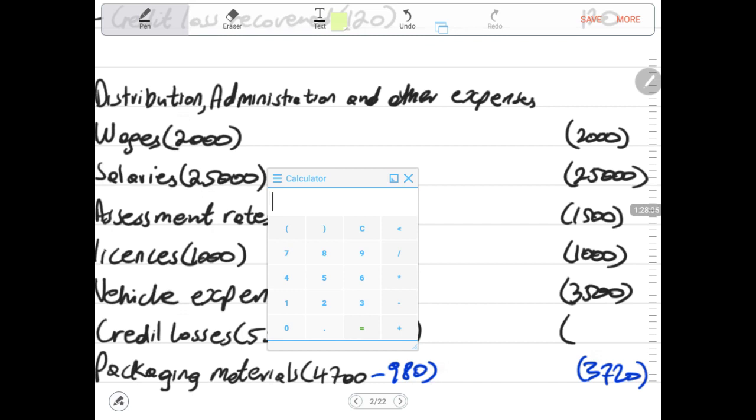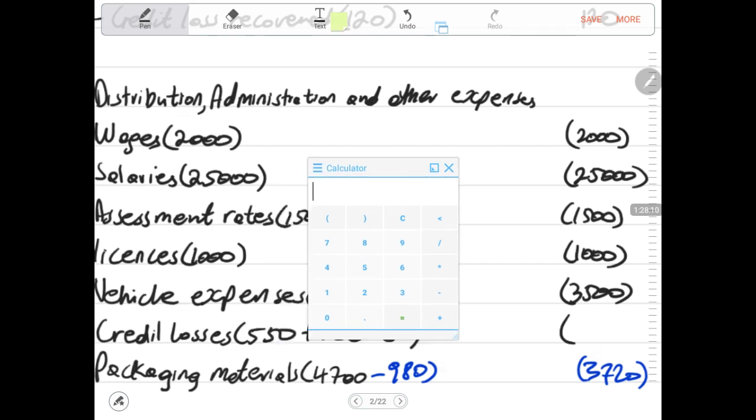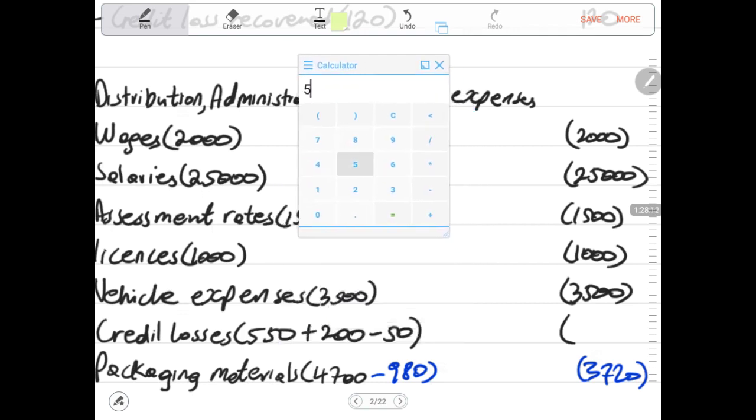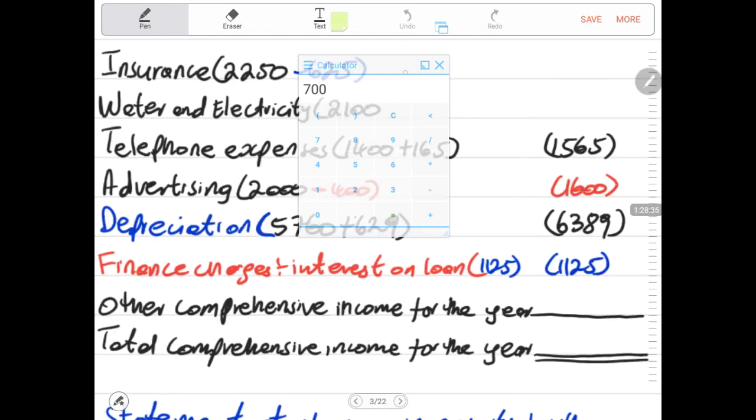Credit losses: it is 550 plus 3,500 minus 50, that will be 550 plus 200 minus 50 rand. It is 700. Don't know where 3.5 is coming from. Material packages, we accounted for that.